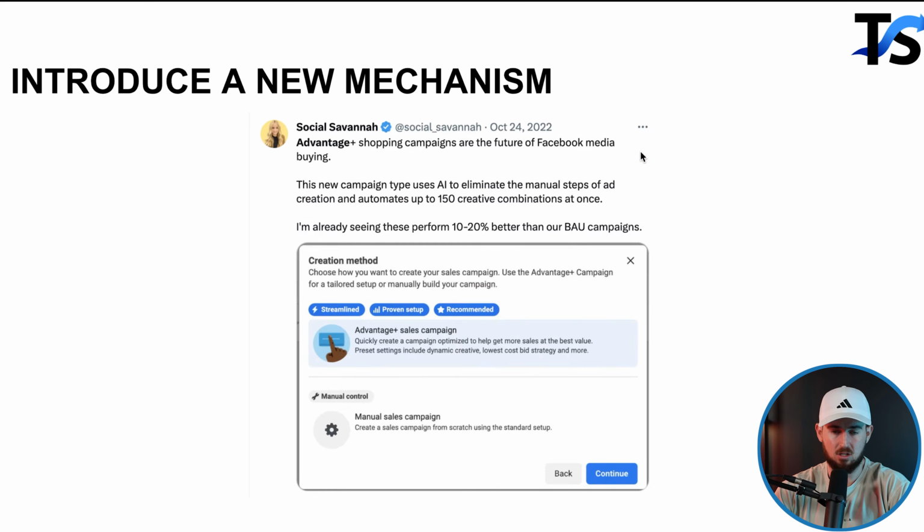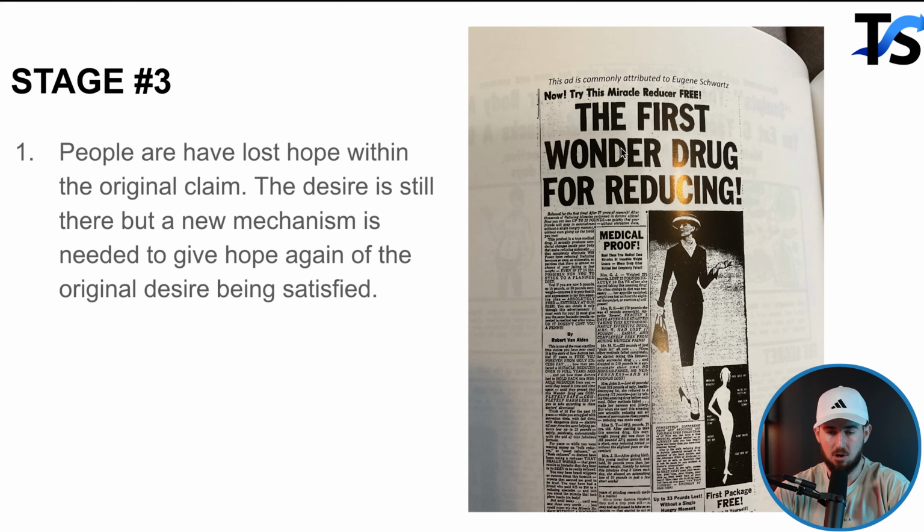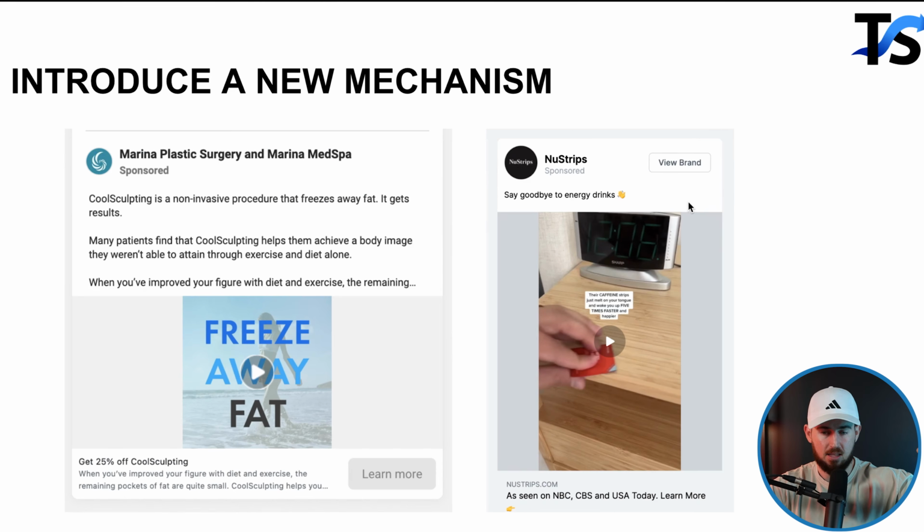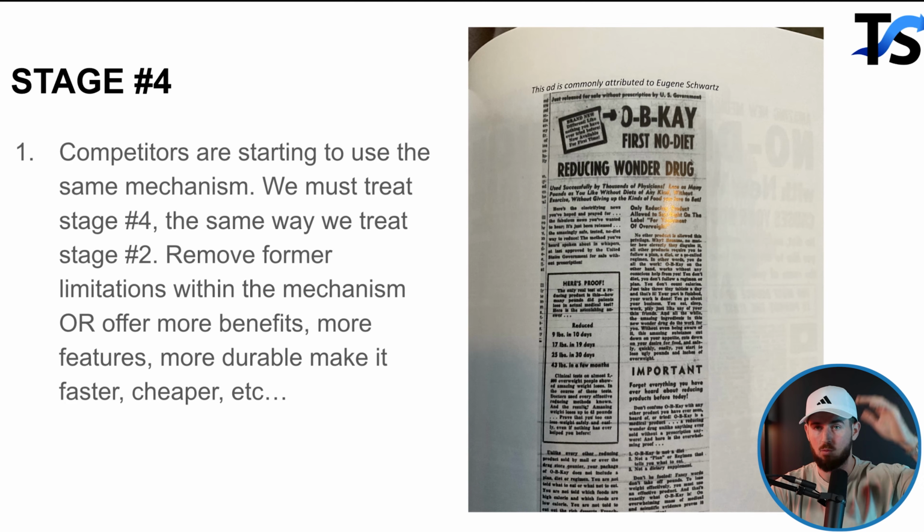Let's go back to the 3.0 real quick. 3.0, the first one-drug for reducing. So they introduced a new drug, and then what they did was they looked at that drug and they looked at what everyone hated about it, was that you had to follow a diet and stuff like that. So they just introduced that, hey, here's the first thing you can do for reducing that does not require diet.